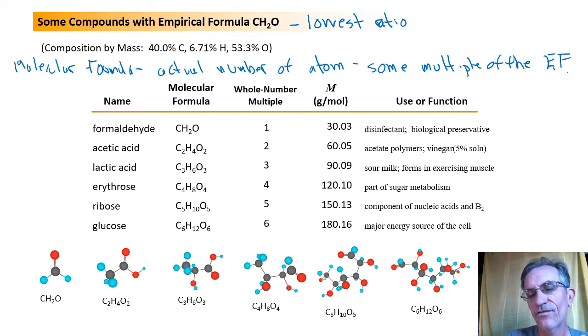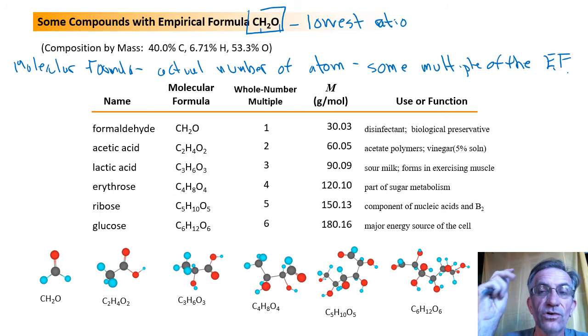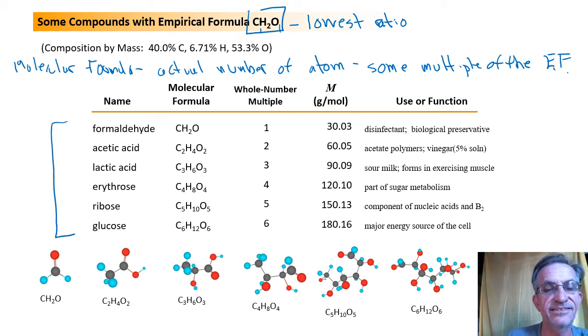All right, so for example, one empirical formula that exists is CH2O: one carbon, two hydrogens, and one oxygen. But there are lots of compounds in the world that actually have that as their empirical formula. You see a list of them right here: formaldehyde, acetic acid, lactic acid. All those are common things. Formaldehyde is used as a disinfectant. Acetic acid is in vinegar. Lactic acid is what you get in your muscles when you exercise.